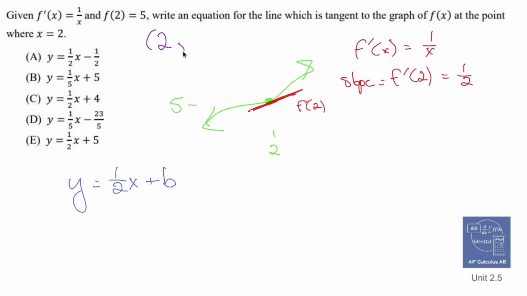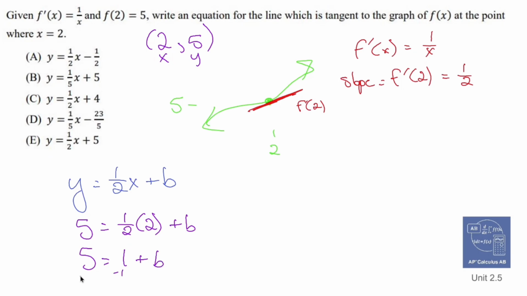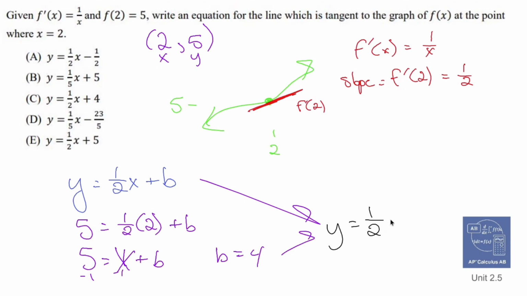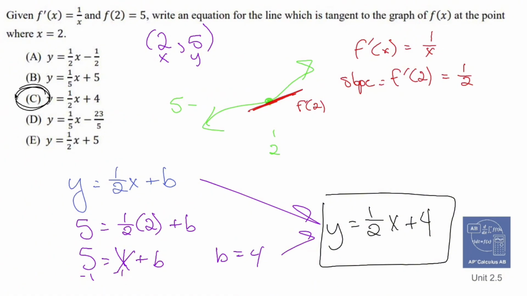So I have the point 2, 5. 2 is an x, 5 is a y. So 5 equals 1/2 times 2 plus b. 5 equals half of 2 is 1 plus b, subtract 1, and b is going to equal 4. So putting this all together, using the information that we have, y equals 1/2 x plus 4 is going to be my equation. That is the slope of the tangent line at the point x equals 2. And that's going to be u.